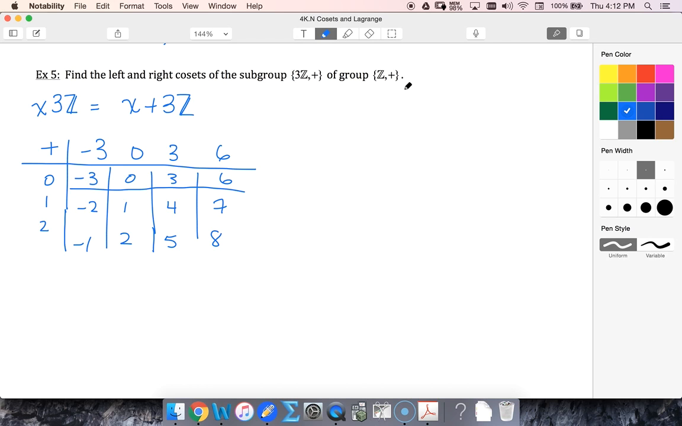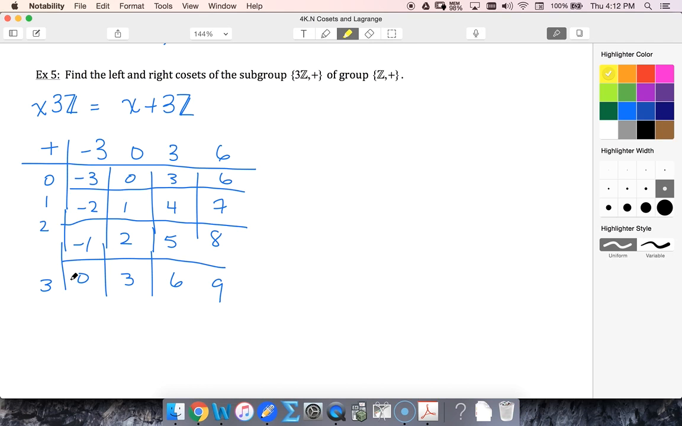So for our cosets, we've got 3 unique cosets, because if I continued on down to 3, then our next values are going to be 0, 3, 6, 9. So notice we've started repeating. These are going to be identical because we keep going on. This is not a fixed table, we've got infinite groups. So we've got 3 left cosets.